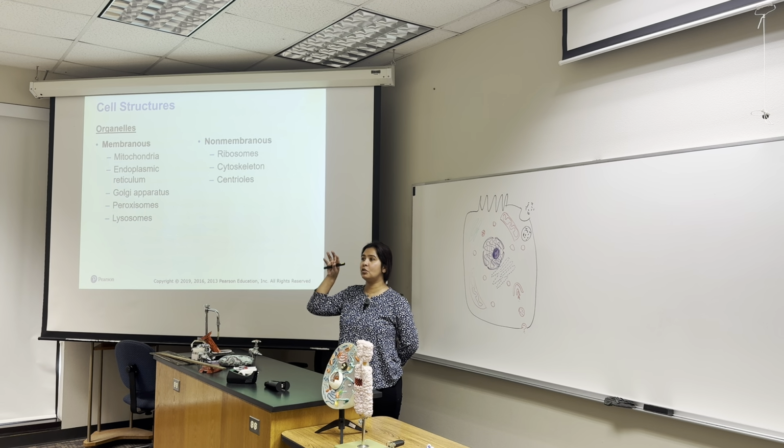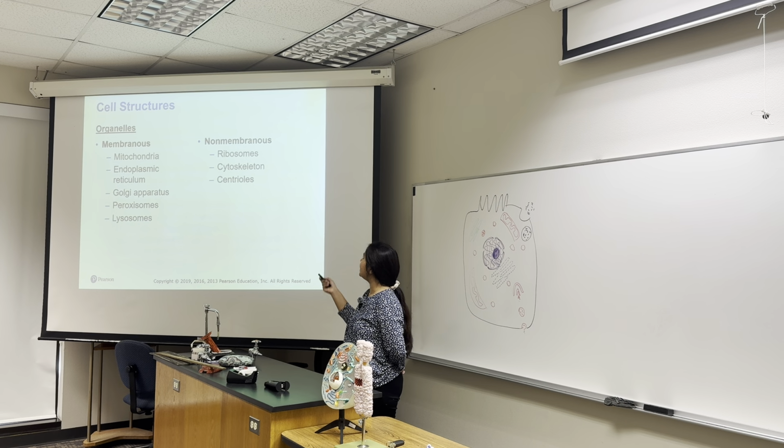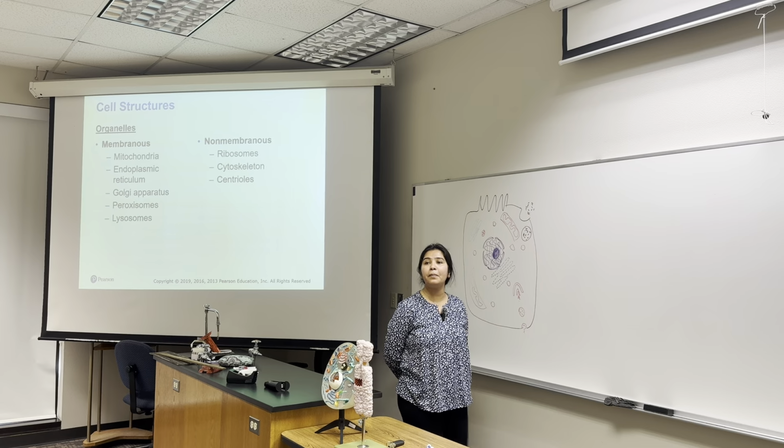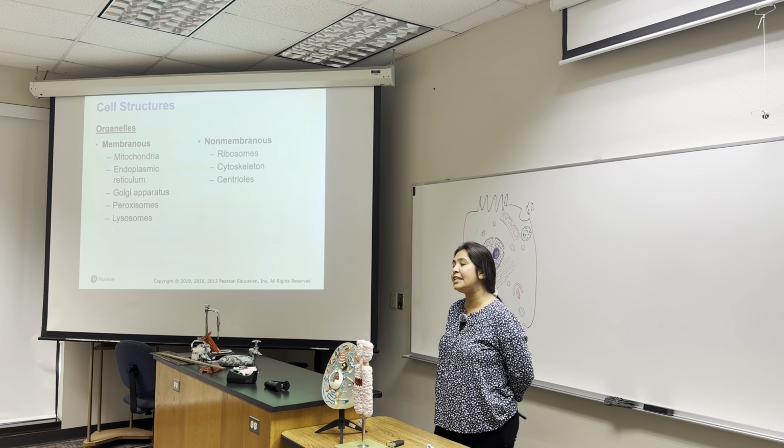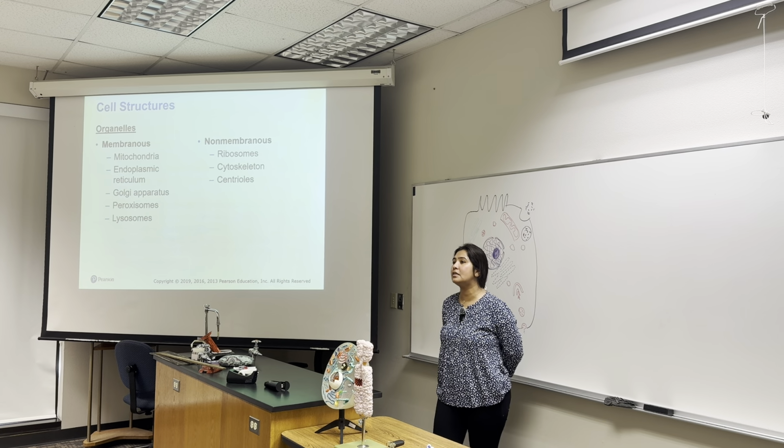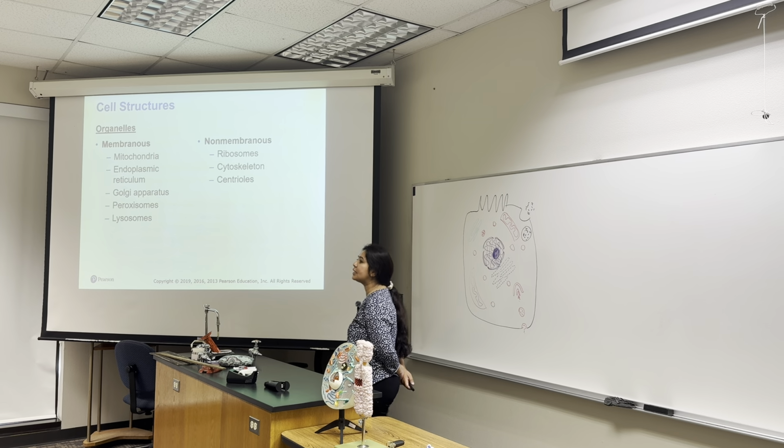Wall around it. So these are the specific rooms, but some rooms do not have walls around them. Like for example, the kitchen, right? And in your cell, the kitchen is called the what? Ribosome. What do you call the kitchen?